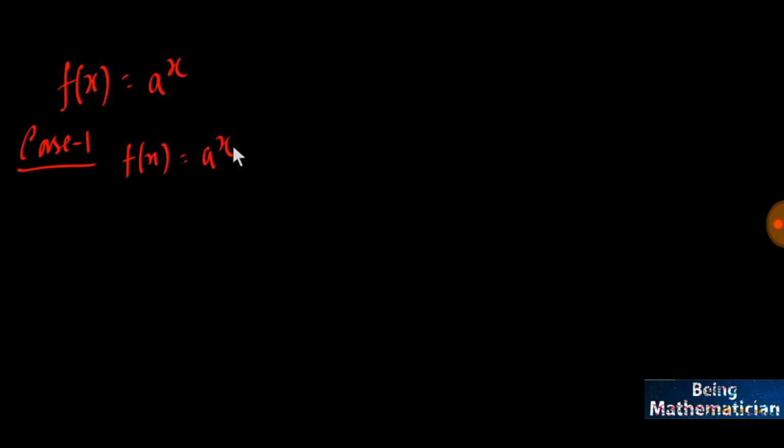Let's discuss type number 5 of exponential function. Let us assume that f(x) is a to the power x. So many cases arise in this type. So let's see one by one with brief analysis. So, case number 1, f(x) is equal to a to the power x when a is a natural number and greater than 1.